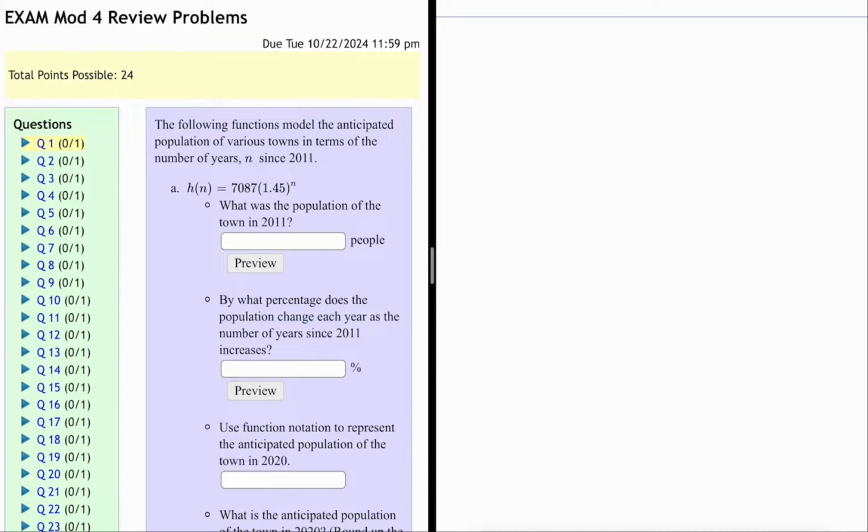So our first problem here, question 1 says, the following functions model the anticipated population of various towns in terms of the number of years since 2011. Part A says, what is the population of the town in 2011?